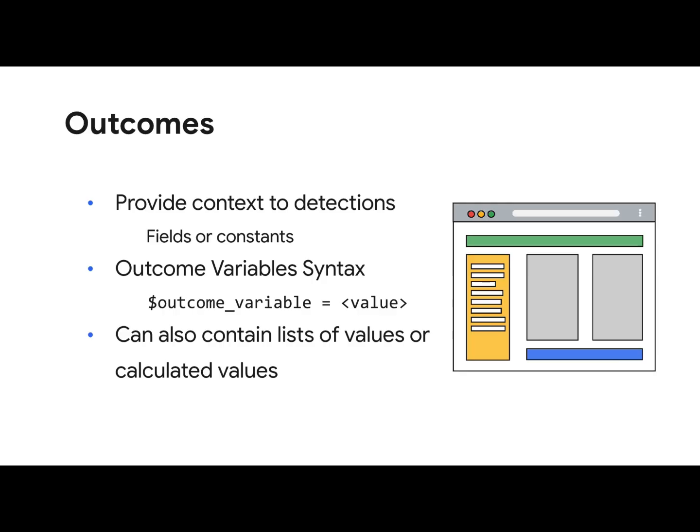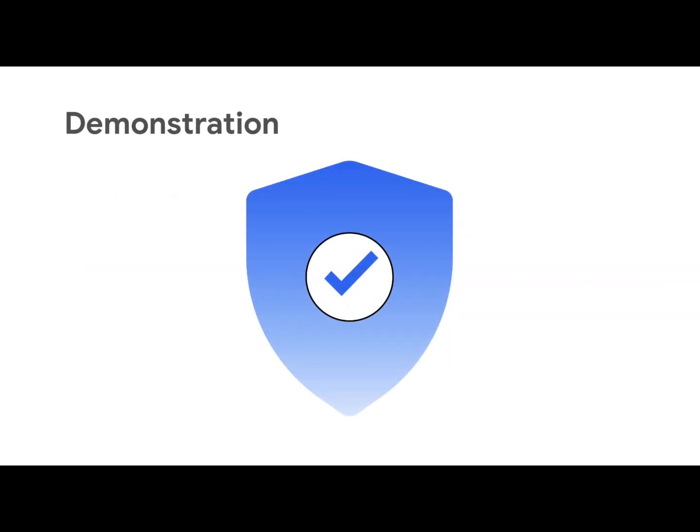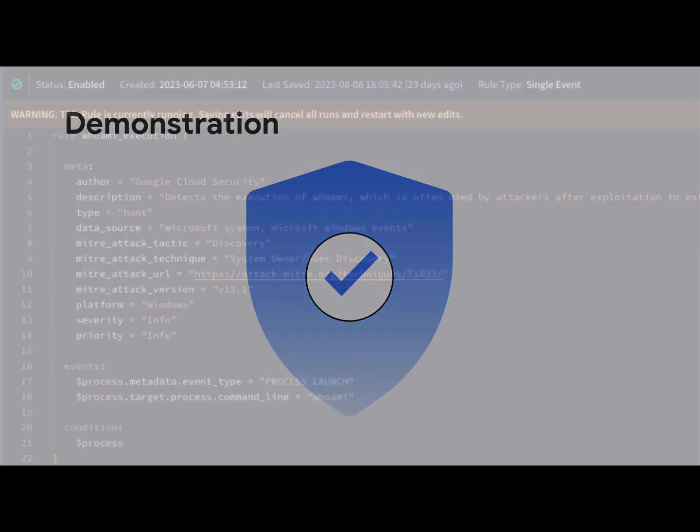While we can leverage outcome variables and conditions, nothing else about our rule changes. So if you already have built rules using meta, events, match, and condition sections, adding an outcome section and additional fields doesn't require much more. Because this is the first time we are discussing the outcome section, we're going to start with the basics and build from there.